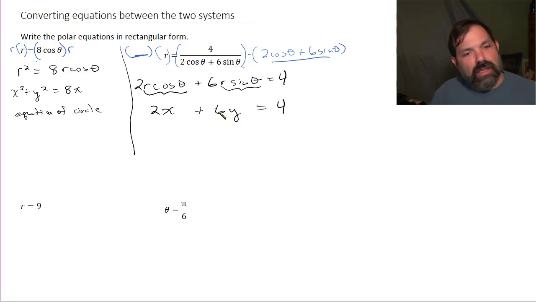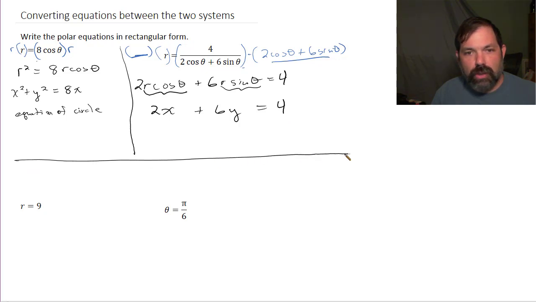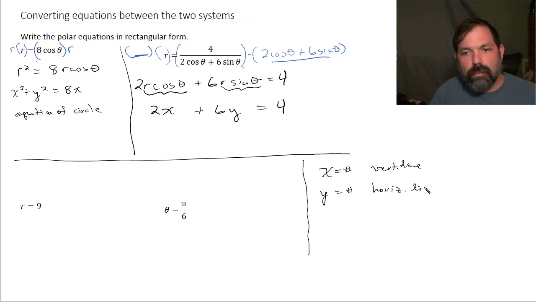Now these last two examples on this page are special cases. If you remember back in algebra, we learned some special cases in the rectangular form. We learned that if we just had x equals a number, that was a vertical line. And we learned that if y equals just a number, that was a horizontal line. And so what happens if we just have r equals a number or theta equals a number in the polar system?